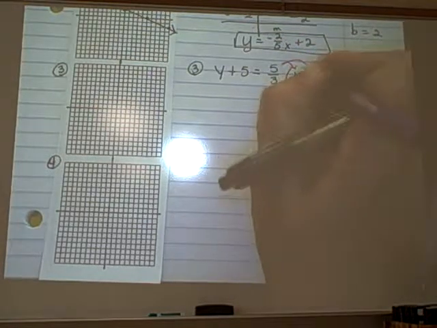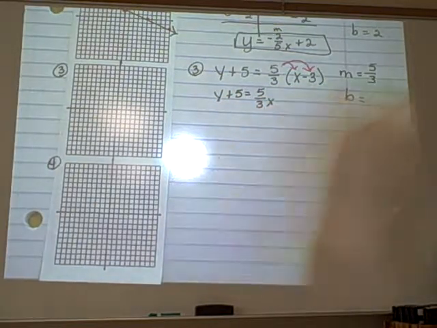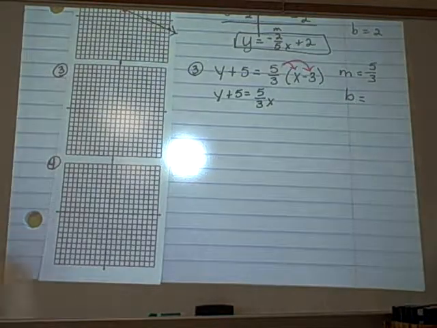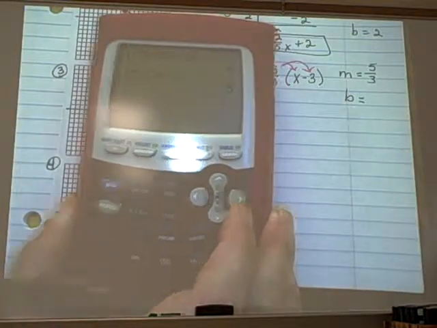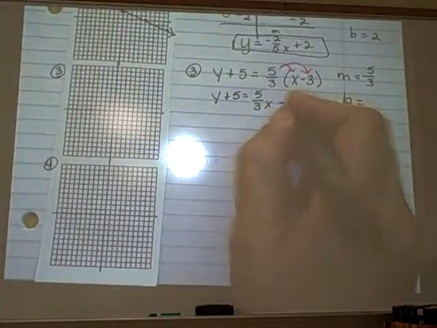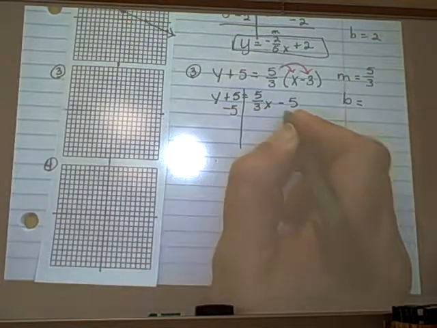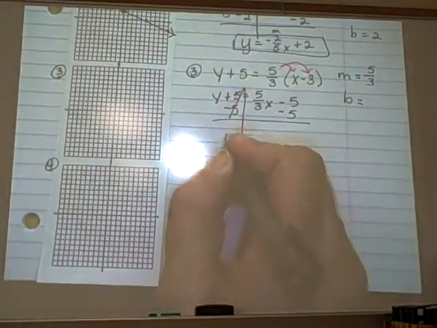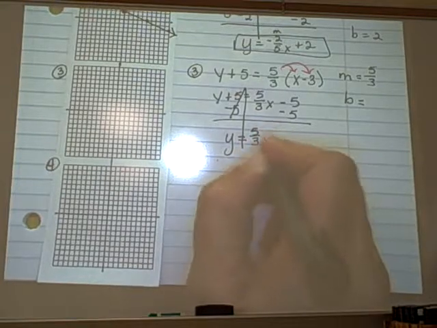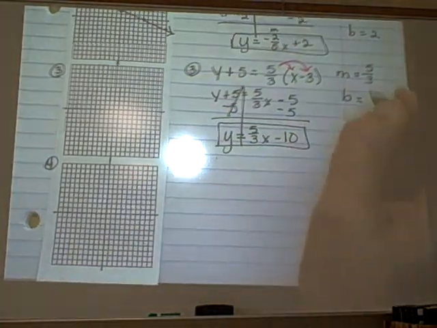All right, this gets distributed. So the y plus 5 stays there. And you get 5/3 x. And then if you go to your calculator and type in parentheses 5 divided by 3 times negative 3, you're going to get negative 5. Can y'all see that? There you go. So it's going to be minus 5. No, they're not going to cancel out. You're going to subtract 5 from both sides because you want to get y by itself. So you get y equals 5/3 x, so the mx, negative 10, yep. So my b is negative 10.